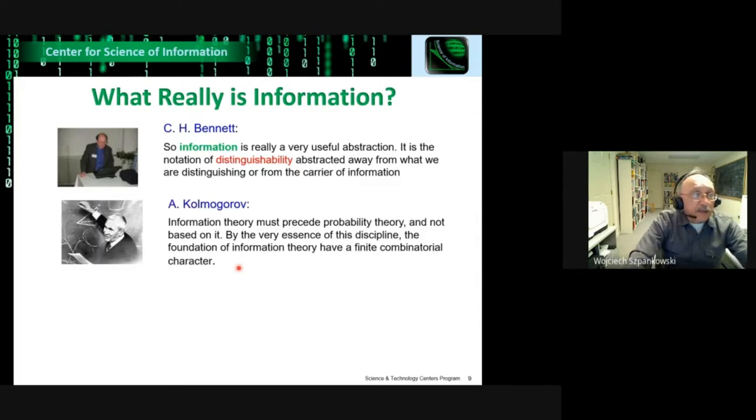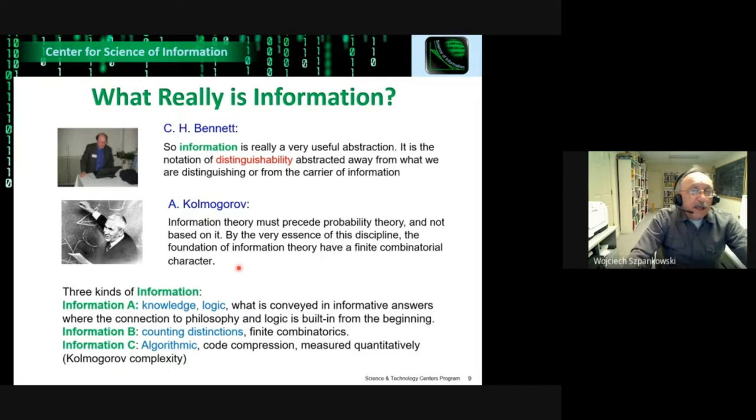Let me bring another big guy, Kolmogorov, who says that information theory must precede probability theory. These two things are not the same. And he was basically saying, by the very essence of the discipline, the foundation of information theory has a finite combinatorial character. So here it is. The reason it is confusing is that there are different aspects of information for a general audience. For philosophers, it's knowledge and logic, and we're going to leave it alone.